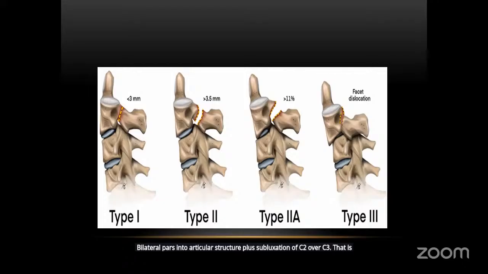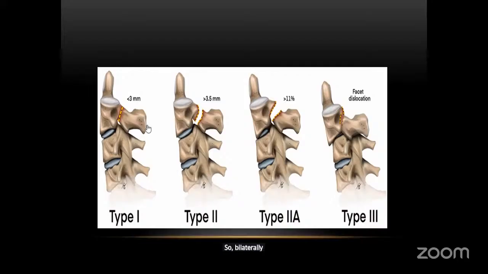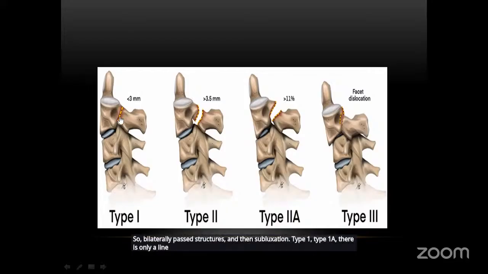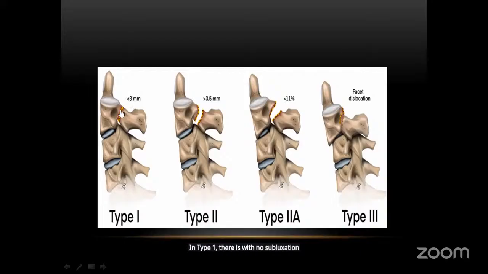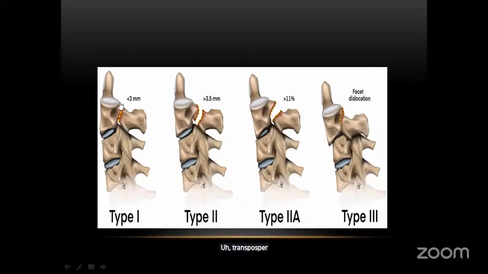That is the definition of hangman fracture. There are two things: first, there should be the subluxation, and the pars interarticularis should be bilaterally fractured. In type 1, there is only a linear fracture over the pars, with no subluxation, less than 3 mm displacement. In type 1A, the fracture also goes to the foramen transversarium, the transverse foramen. So this is the difference.